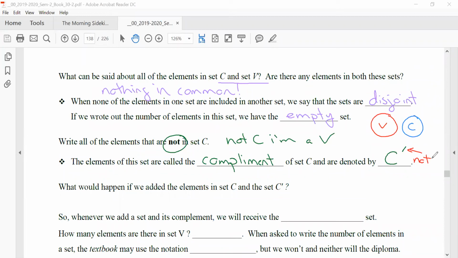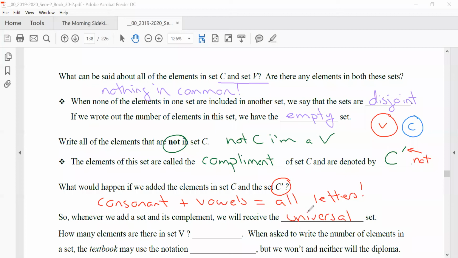Next question. What would happen if we added the elements in C and all the elements in not C together? Well, what that says is consonants plus not consonants. Well, really that's vowels. So guess what we get? We get all letters, also known as the universal set. Okay, so that's important.